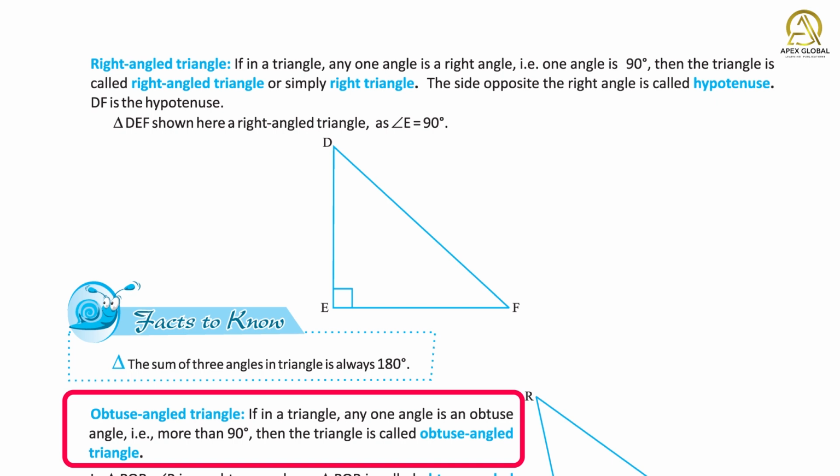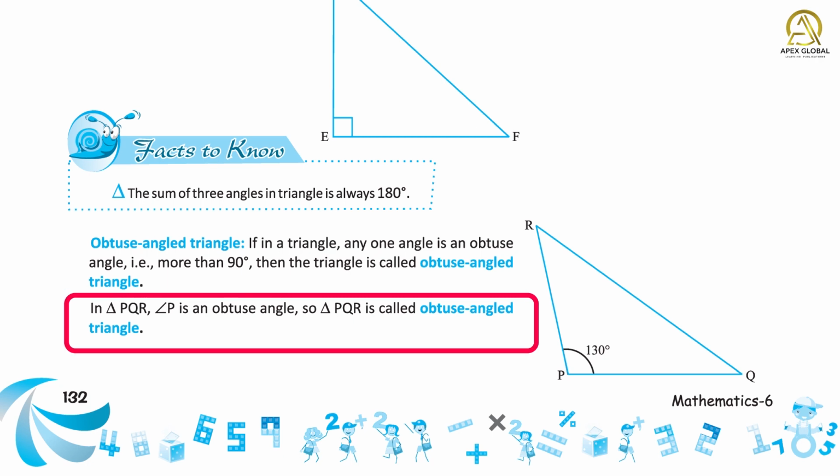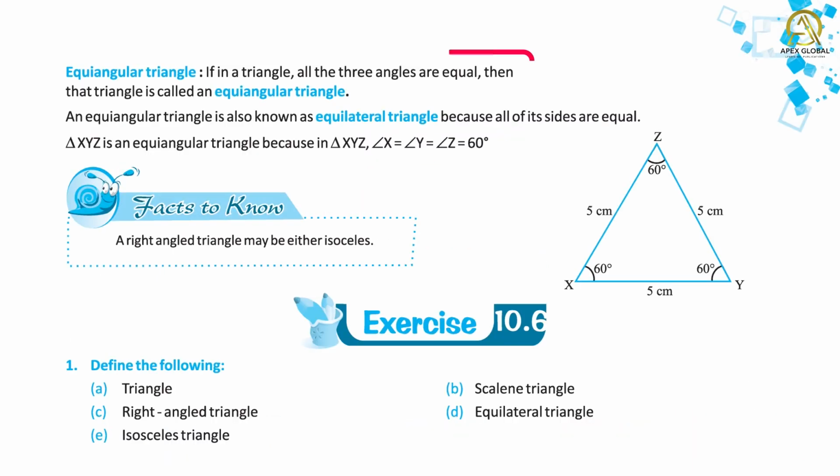Obtuse angled triangle. If in a triangle any one angle is an obtuse angle, more than 90 degree, then the triangle is called an obtuse angle triangle. In triangle PQR, angle P is an obtuse angle, so triangle PQR is called an obtuse angled triangle.